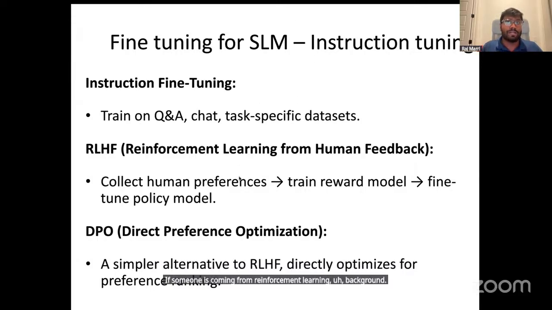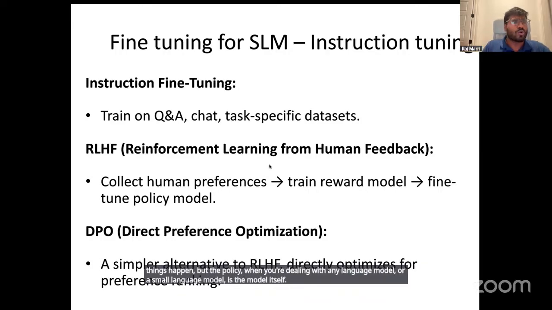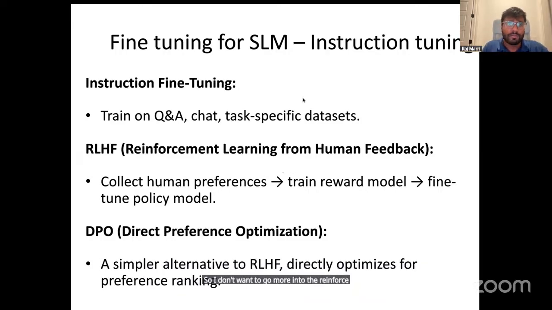Because reinforcement learning in robotics is different from reinforcement learning in language models. We covered this a few sessions ago. Reinforcement learning is way different in language models. I mean, it's the same concept. There's an action space, there's an actor, there's exploration and exploitation. All these things happen, but the policy, when you're dealing with any language model or small language model, is the model itself. So I don't want to go more into reinforcement learning fine tuning here, but yeah.